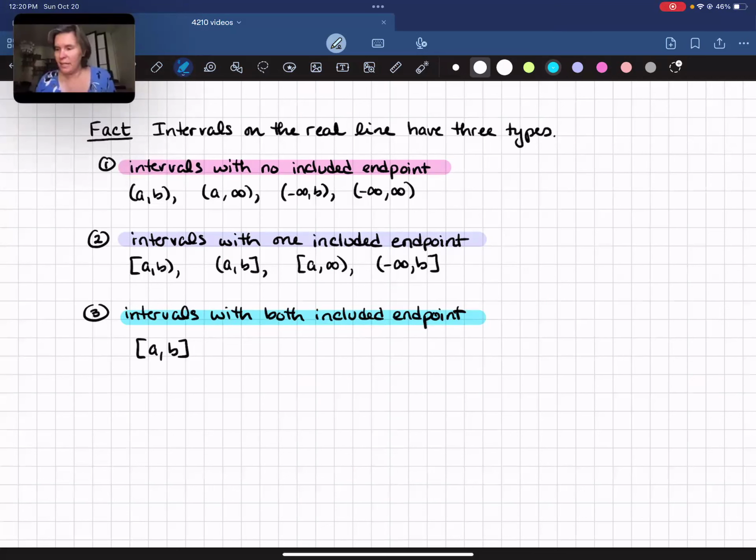And so I can say any interval of the form A comma B is actually homeomorphic to an interval of the form A comma infinity. And the intervals in different types here are not homeomorphic, although we're going to have to wait until later in this class to learn exactly why they're not homeomorphic.